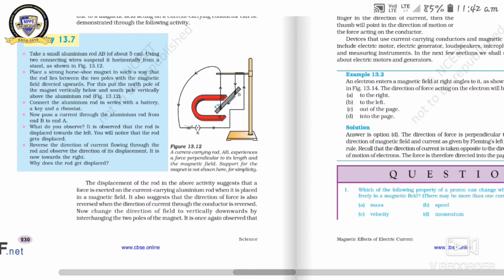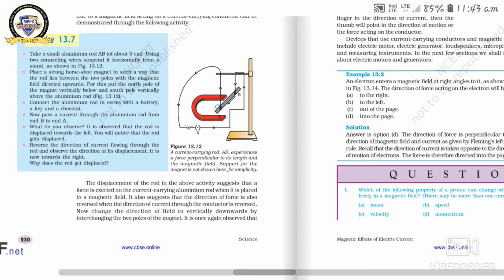Now pass a current through the aluminum rod from end B to end A. Now you have to allow the current from end B to end A. What do you observe? It is observed that the rod is displaced towards the left. It means when you allow the current through the wire, you can observe that the rod is displaced towards the left.